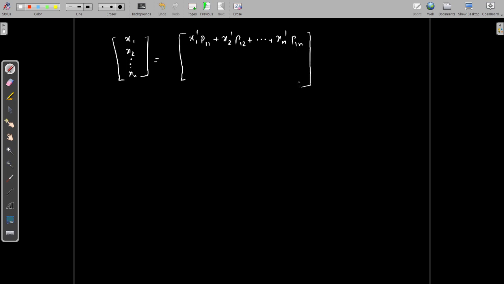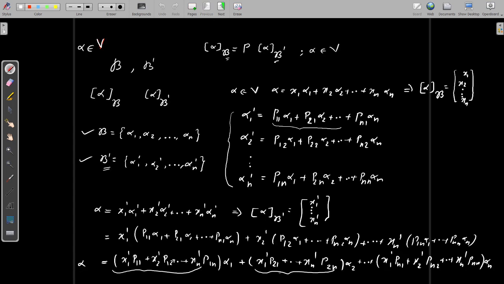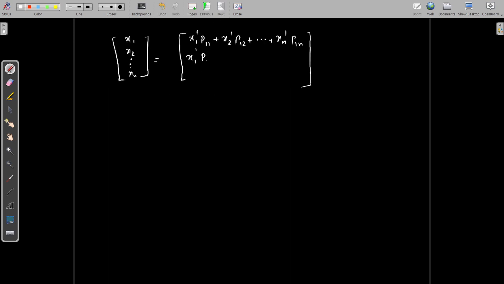This will be the first term, and the second term is from the previous expression. The second, x2, will be equated to x1 prime p21 plus x2 prime p22 plus etc. xn prime p2n. Similarly, the last will be x1 prime pn1 plus x2 prime pn2 plus etc. The last term will be xn prime pnn.